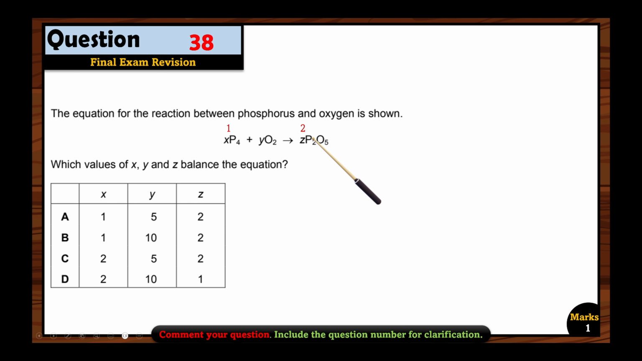If you see, if this one is 2, how many phosphorus do we have in the product? 4, which is already 4 here, right? So we don't need to put any other coefficient. So the X value should be 1. So A is the correct option, in which X is 1, Y is 5, and Z is 2. So option A is the correct option.